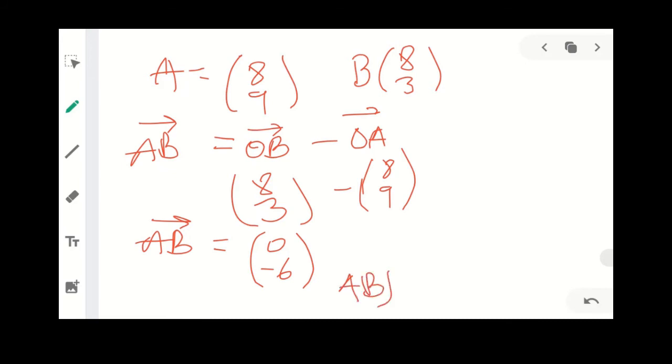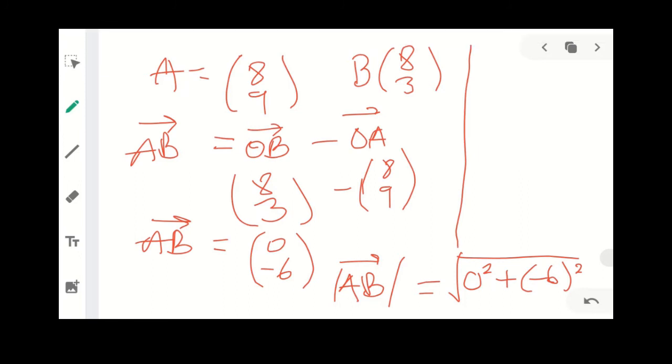So finding the magnitude of AB is the root of 0 squared plus negative 6 squared, which gives us root of 36. Negative 6 squared is 36, so root of 36, and that is 6 centimeters. So you can find it this way by solving this calculation, or you can find it from the graph like we did previously.